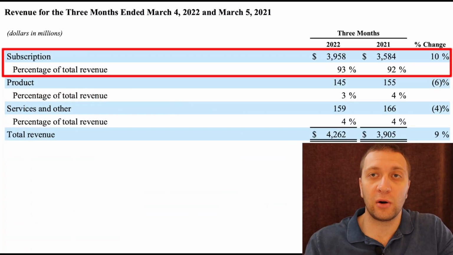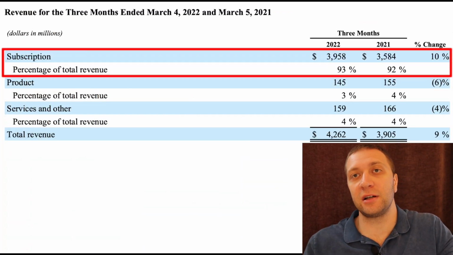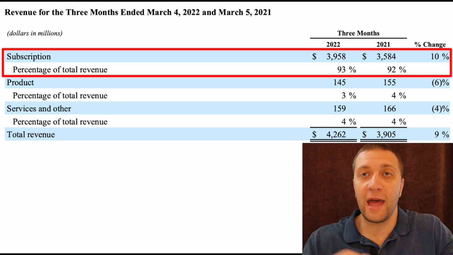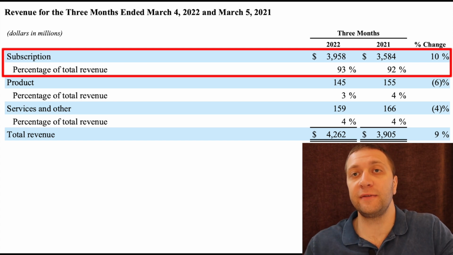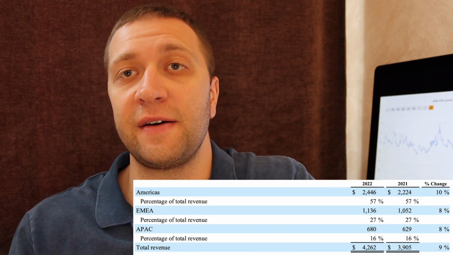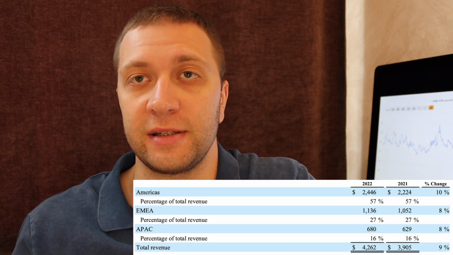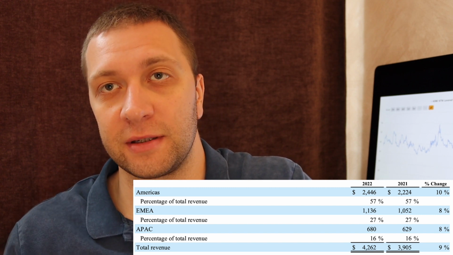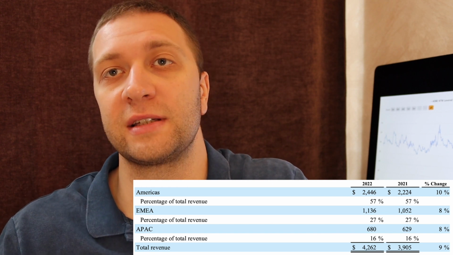Okay, if we look at the recent quarterly report, we can see that the most revenue comes from subscription-based services. So around 93% of the revenue comes from subscriptions. And the subscription revenue grew around 10% from the previous quarter. If we look further, we can see that the most revenue brings Creative Cloud. Basically, if you use Creative Cloud, you get access to programs like Adobe Illustrator, Adobe Photoshop. We can see that 57% of the revenue comes from America segment, and 27% comes from Europe, Middle East, and Africa segment. So more than half of the revenue brings America segment.